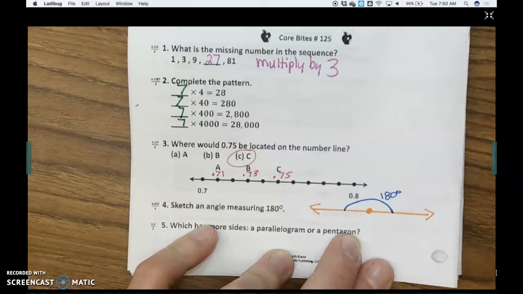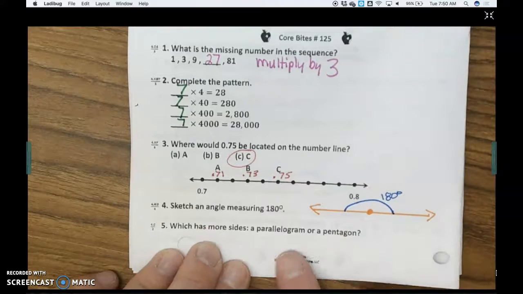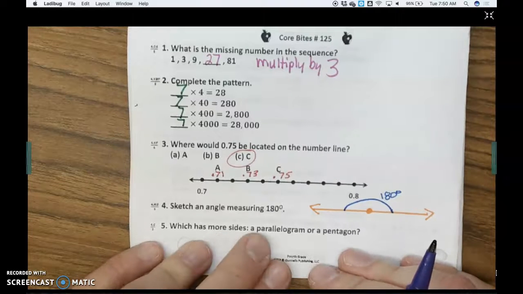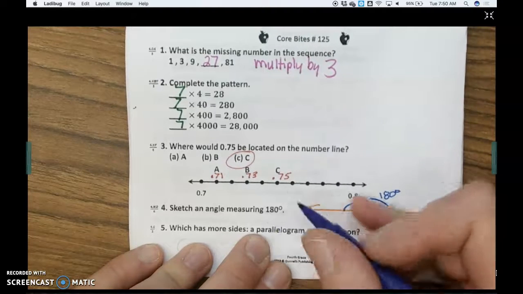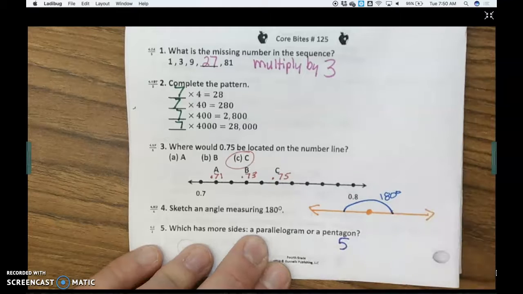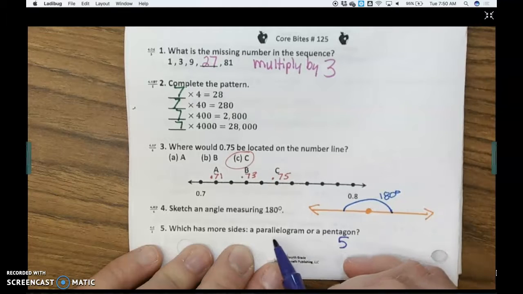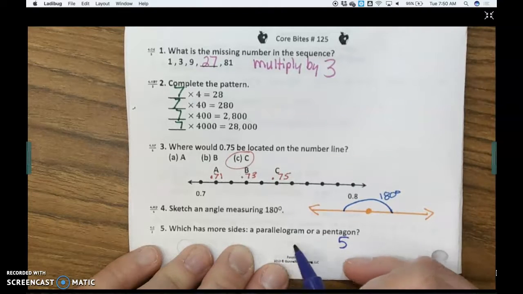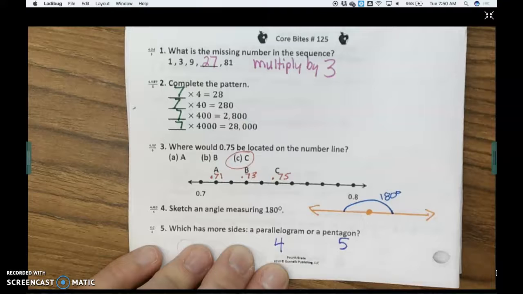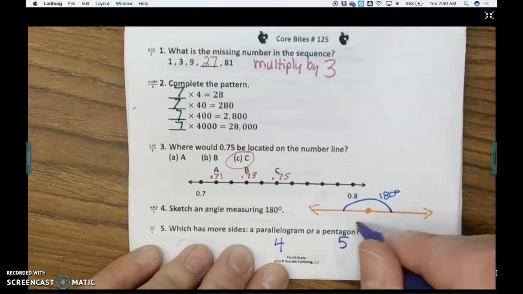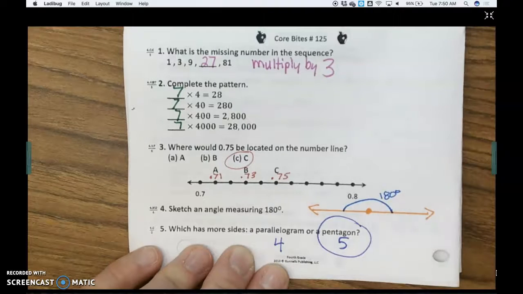Okay? And then your last one, which has more sides, a parallelogram or a pentagon? Now, if you know the Pentagon building in Washington, D.C., it has 5 sides. A parallelogram has 2 sets of parallel sides. 2 sets would give you 4 sides. So the one that has more sides would be the pentagon.